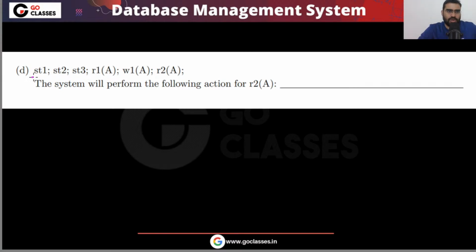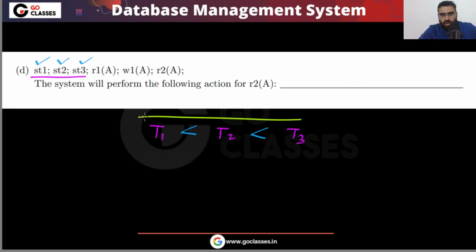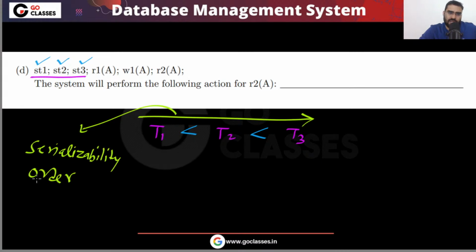Again here you have three transactions T1, T2, T3. This is the starting order. First T1 is starting, then T2 is starting, then T3 is starting. So this is the timestamp order of transactions. Now this is the order of conflict operations. This is the serializability order. In this order, conflict operations must appear.